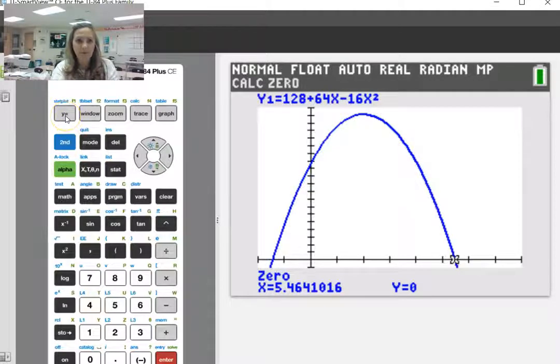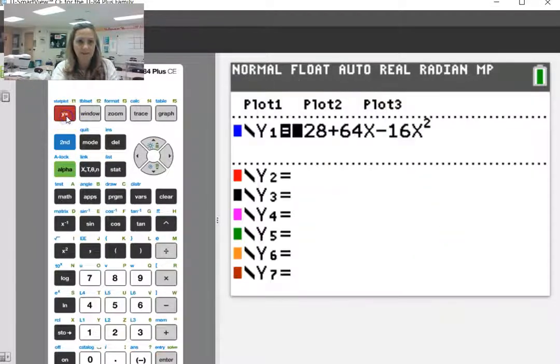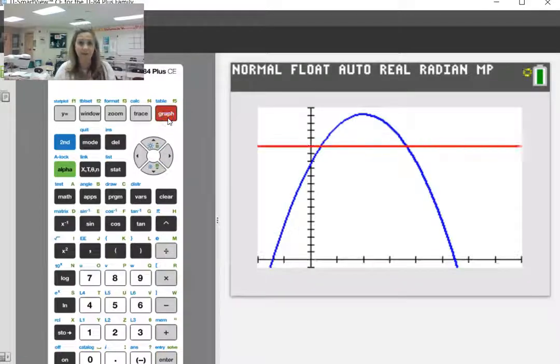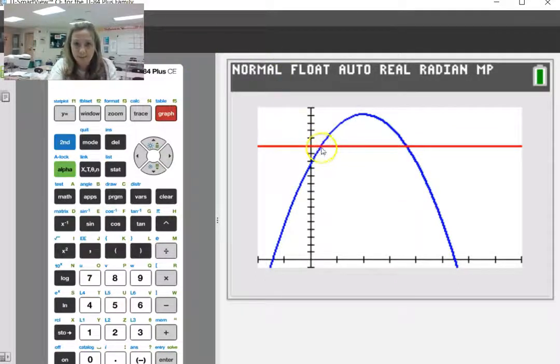Remember, if I want a new equation, I go to y equals, and then I'm going to arrow down to y2, and in y2, I can hit 150. And then I'll just graph, because I should have everything set up. The window will stick, whatever you choose will stick. So I can see that there are 2 points over here on the left and on the right where they intersect.